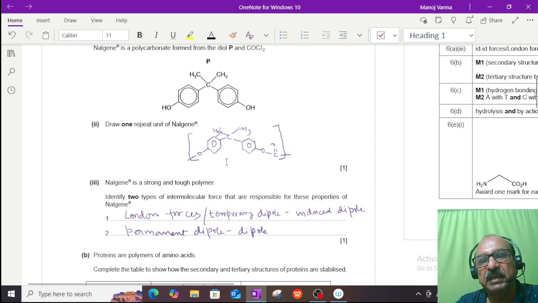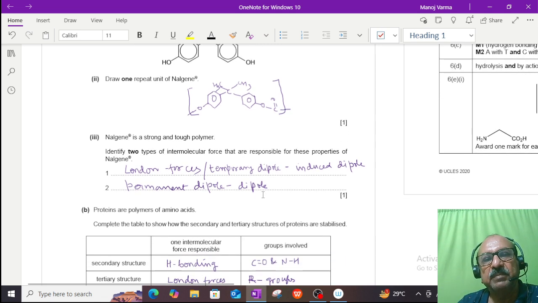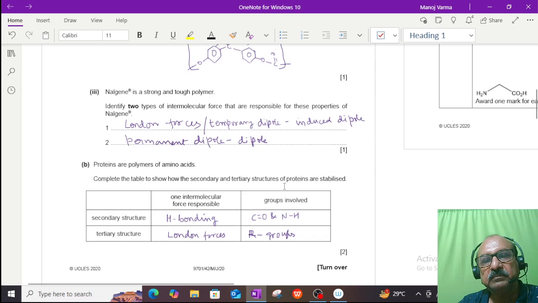present will be a dipole, because this carbonyl group is a polar group having a minus charge on oxygen and a positive charge on carbon. So it is a dipole, and therefore there will be dipole-dipole, the permanent dipole-dipole forces present in the polymer. So these are the two forces that will be present in the polymer, which will make it strong and tough. Okay, so I hope you understood this. So we move on to the next part.